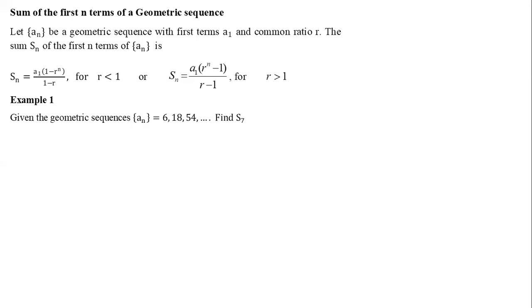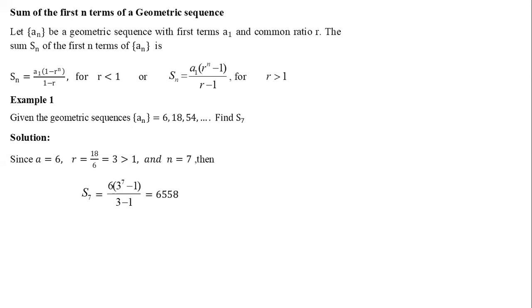Yes, ma'am. 2,187 minus 1 is 2,186. 2,186 times 6, divided by 3 minus 1, which is 2. The answer is 6,558, and that is the solution on the board. My a, the first term, is 6. My common ratio is 18 divided by 6, which is 3, and that 3 is greater than 1. My number of terms is 7. Then if I substitute, I get 6,558. Do you understand? Yes, sir.